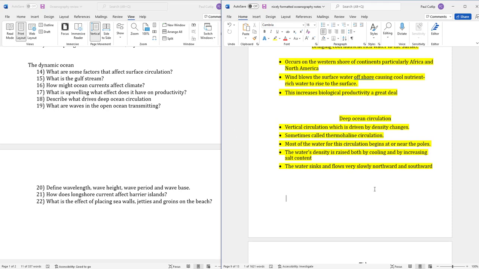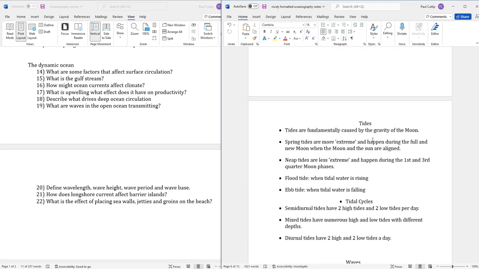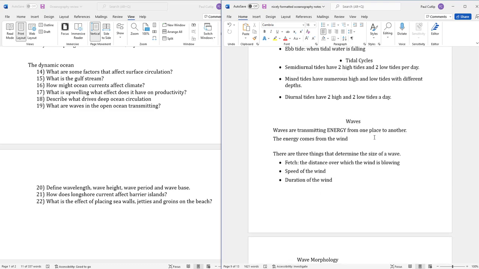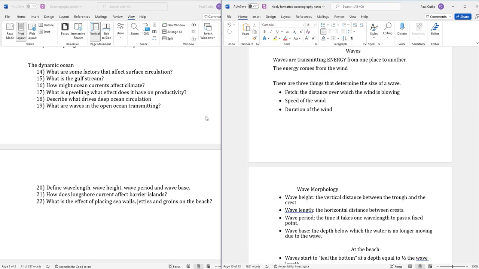Okay, there we are. Water waves in the open ocean transmitting. Nothing on tides on the test, so don't worry about tides. Skip tides. Here it is right here, right? Waves in the open ocean are transmitting energy, period. That's it, just energy. Waves don't move water; they just move energy. Okay, so then we have three more questions.